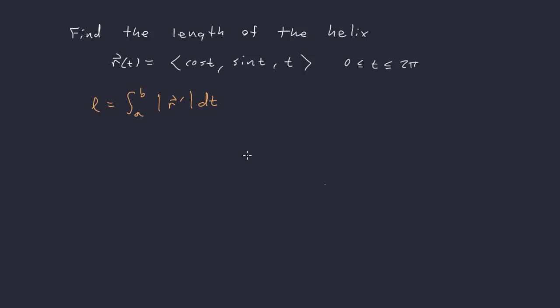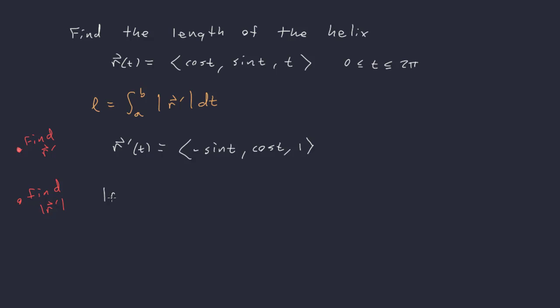All right, so we just need to find the magnitude of the derivative. First let's find the derivative. So r prime of t is going to be negative sine of t, comma cosine of t, comma 1. Now we need to find the magnitude and put it in the integral. Let me write the steps I'm doing over here. We started by finding the derivative. Now we're going to find the magnitude of the derivative.